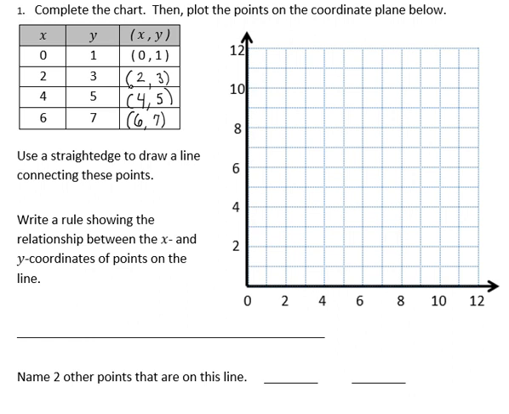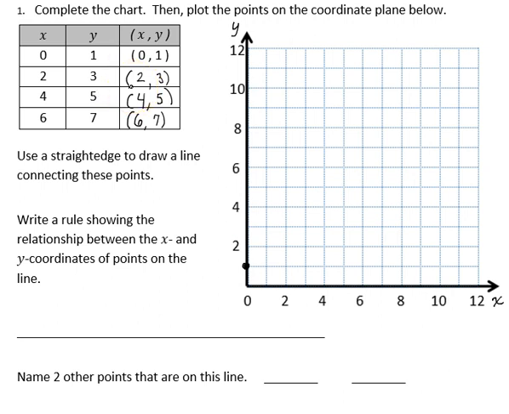The next step is to plot each of these points on the coordinate plane. I'm going to mark each axis. There's my y-axis, and there's my x-axis. So to plot (0, 1), I would start at the origin. I'm not going to travel over on the x-axis because my x-coordinate is 0. So I'm going to stay at 0 and move up 1 unit and put a point to represent (0, 1).